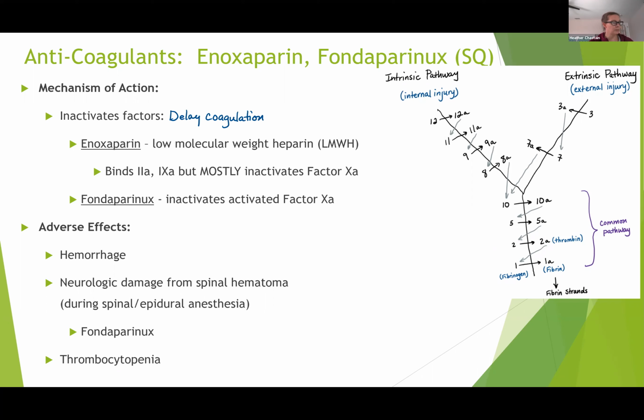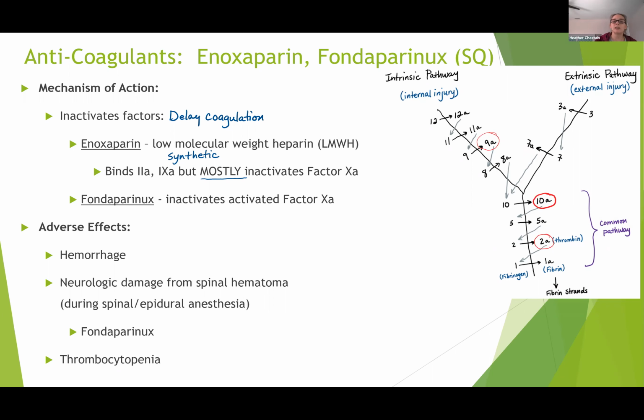Now, enoxaparin is low molecular weight heparin, okay? So it's a synthetic form of heparin. It's a smaller molecular structure. So it works similarly to heparin. It does bind to 9A, but mostly it inactivates factor 10A, which is the most important part. It makes it more predictable.